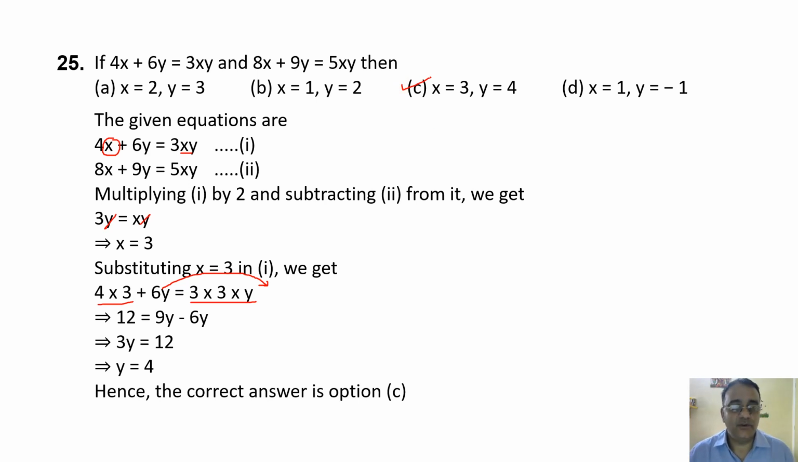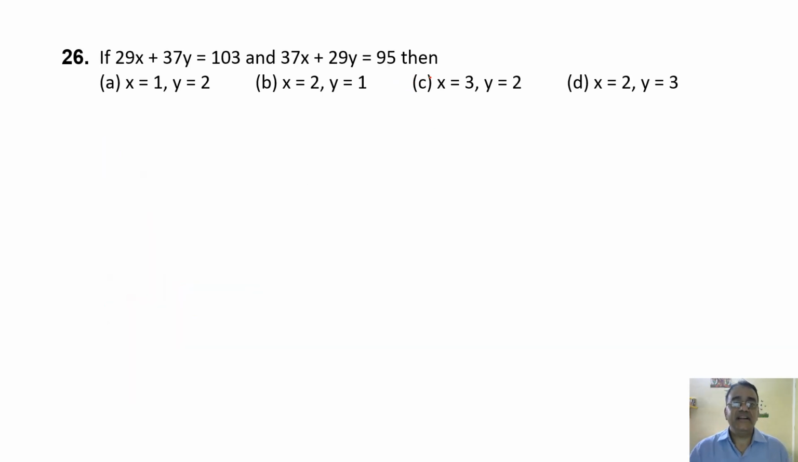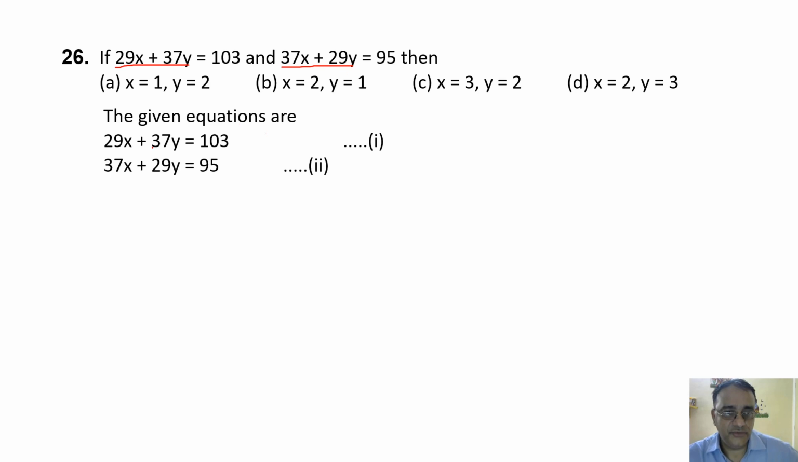So now we are moving toward question number 26. If 29x plus 37y is equal to 103 and 37x plus 29y is equal to 95, then I told you that when the coefficients are large numbers and the coefficients are interchanged in the other equation, what do we have to do? Add and subtract. Right, very good. We have to add and subtract to get two small equations, right? So now we are going to add these two equations, right?